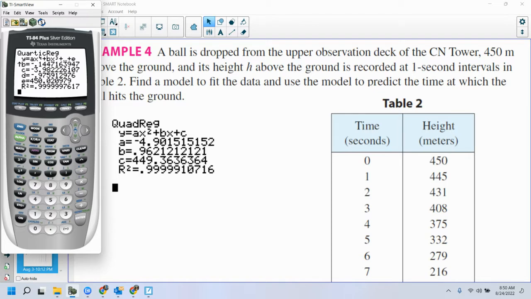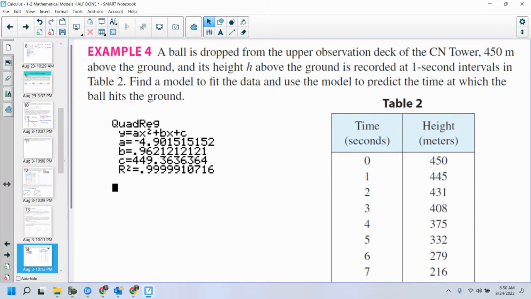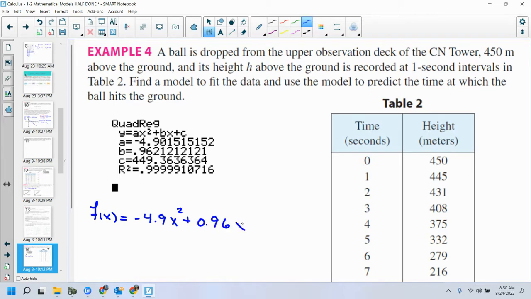Let me go back to my quadratic regression here, and I can say, well, here's my formula. f of x is equal to negative 4.9 x squared plus 0.96, I'm just rounding, x plus 449.36.